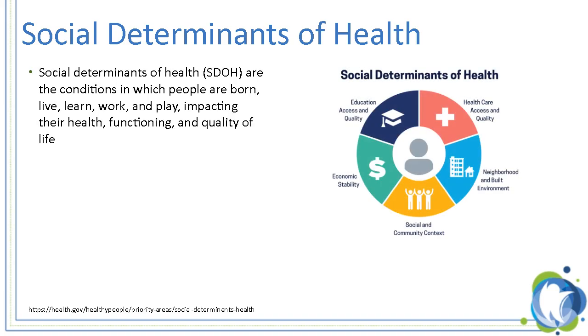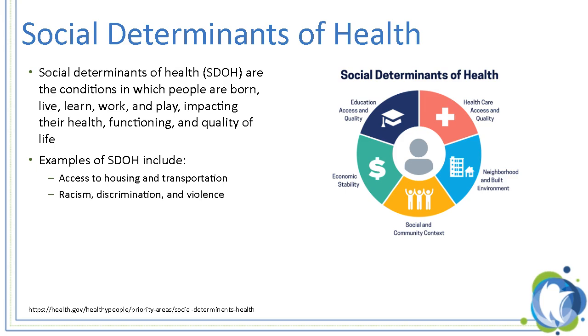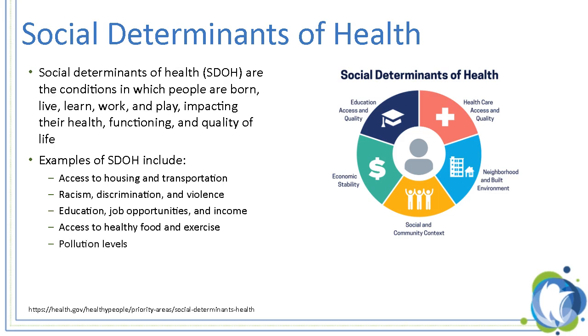Social determinants of health are the conditions in which people are born, live, learn, work, and play, impacting their health, functioning, and quality of life. Some examples of social determinants of health include access to housing and transportation, racism, discrimination, violence, education, job opportunities, income, access to healthy foods and exercise, pollution levels, language, literacy skills, as well as numeracy issues.